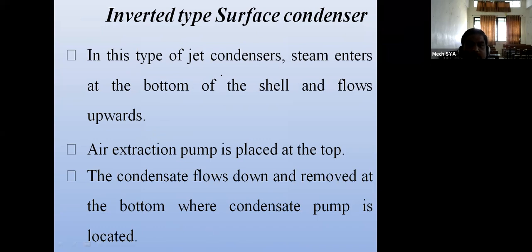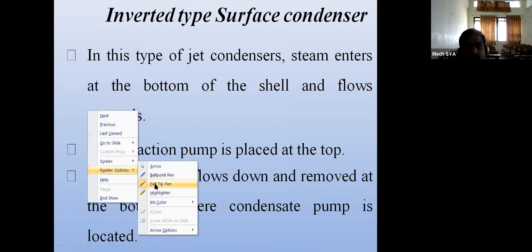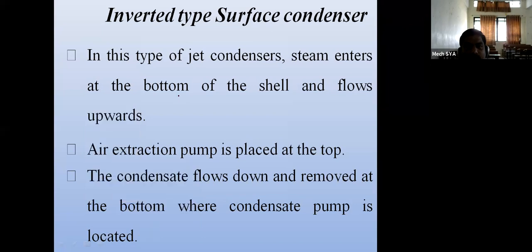So in this type, steam enters at the bottom. Generally, steam enters from the top, but here, in this inverted type of condenser, it enters from the bottom side and flows in the upward direction. The air extraction pump is placed at the top. The condensate flows down and is removed at the bottom, where the condensate pump is located.